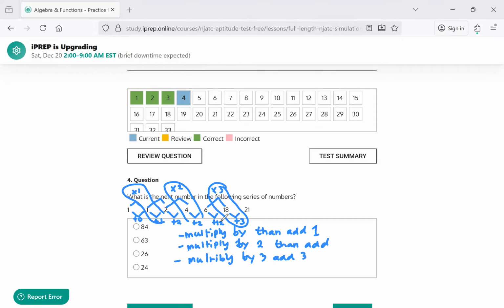Now, what would be the next one? I guess you're going to have to multiply by 4. And that's it. We don't add 4 because they're asking for this number. So for the 21, you multiply by 4 and you get 84. So the next term is 84.